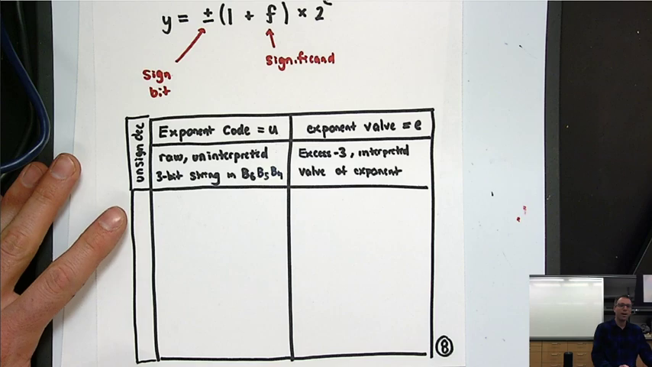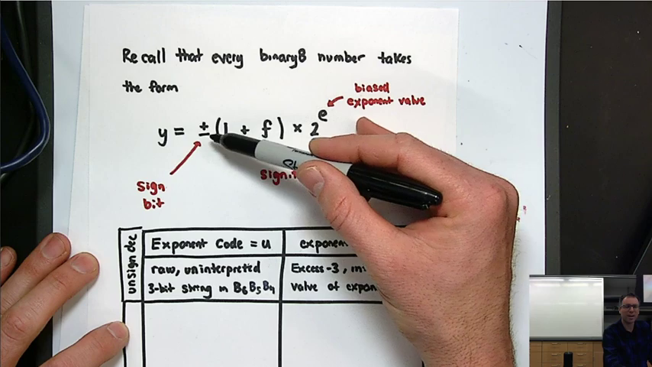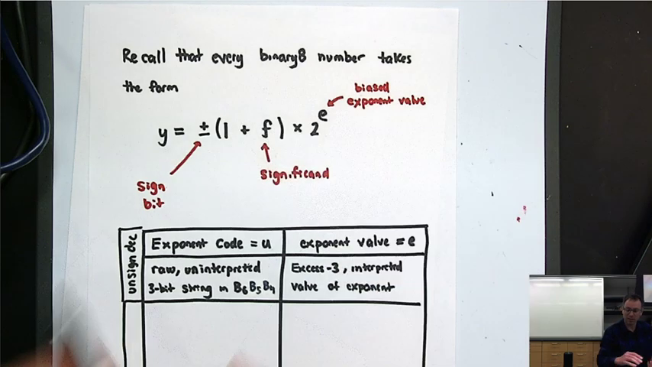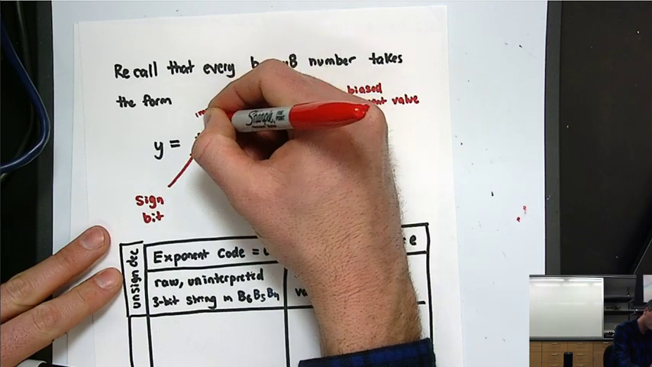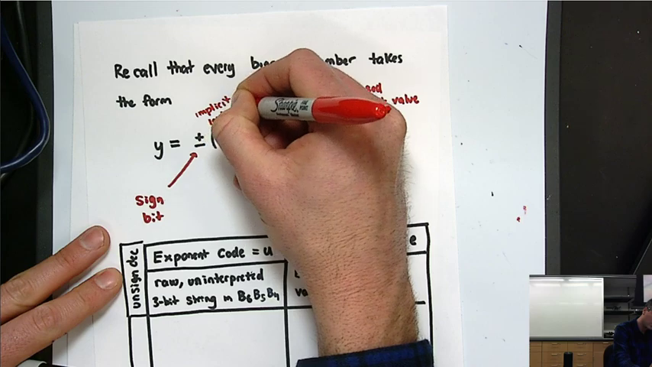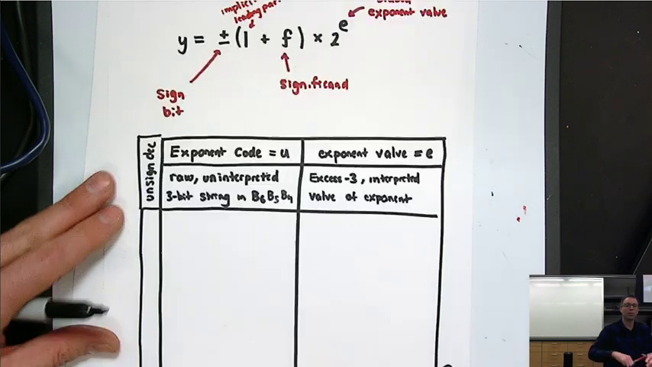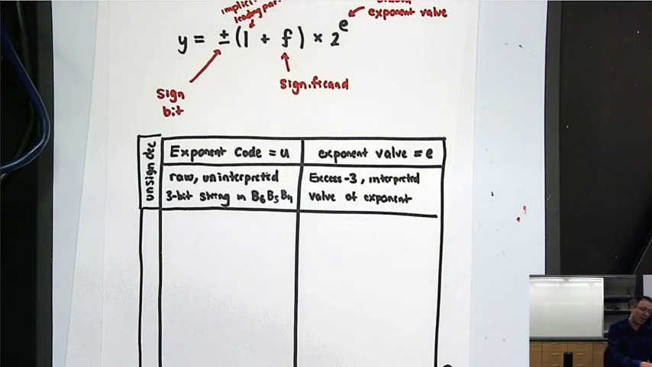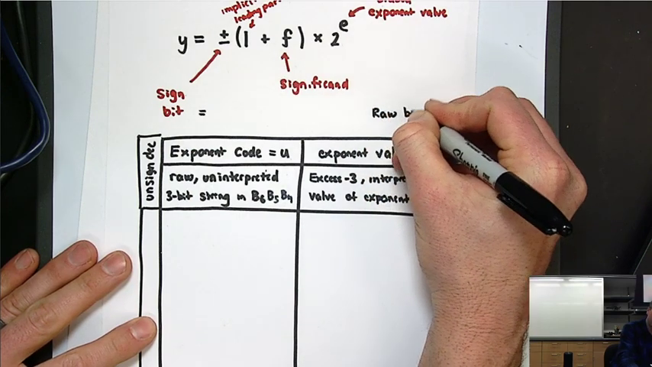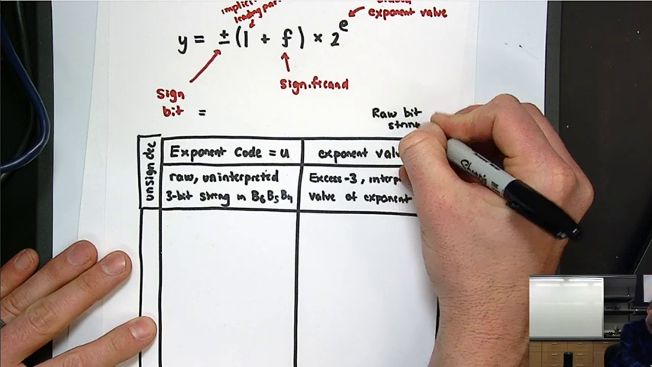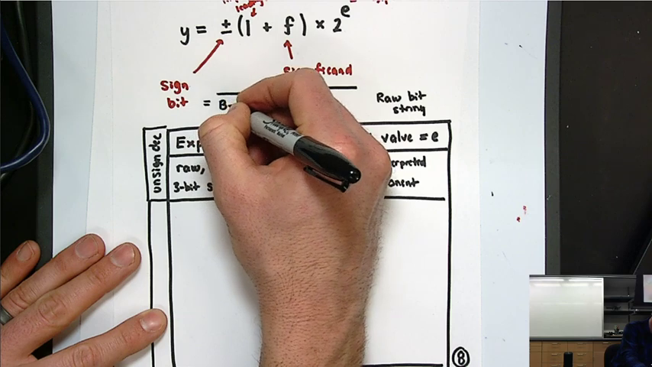So I think you will do well, especially if you decide that this is something you want to do for yourself in the future. All right, so we had this concept that every binary 8 number we could think about as a sign, implicit leading part, the thing that's not actually written, the significand and the biased exponent value. And when we thought about this, remember we had this concept of a raw bit string, right? And this will come back to us later.